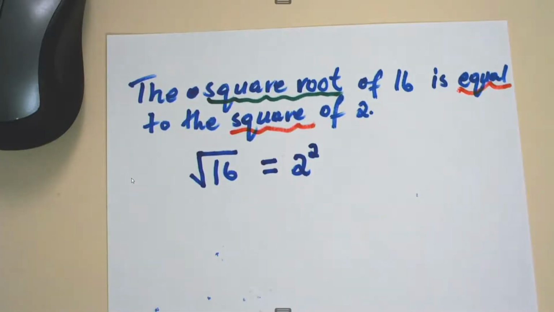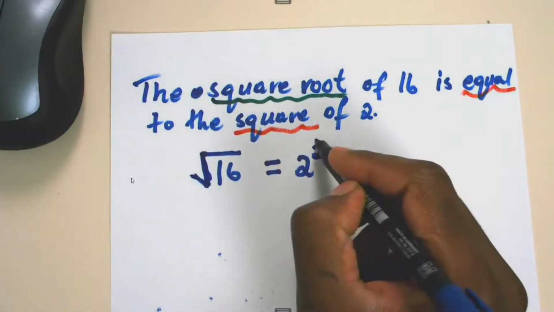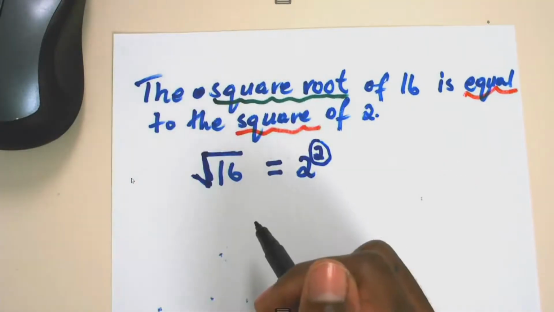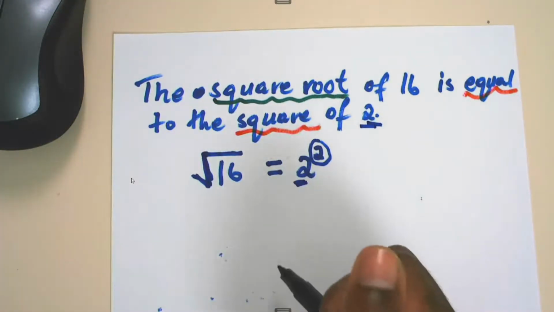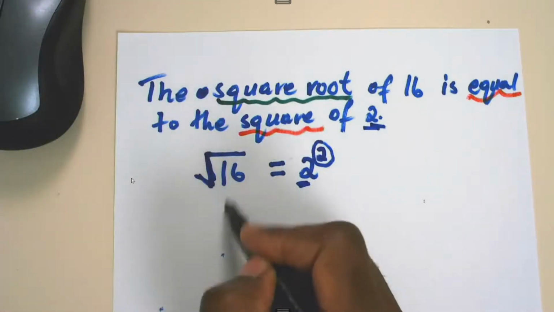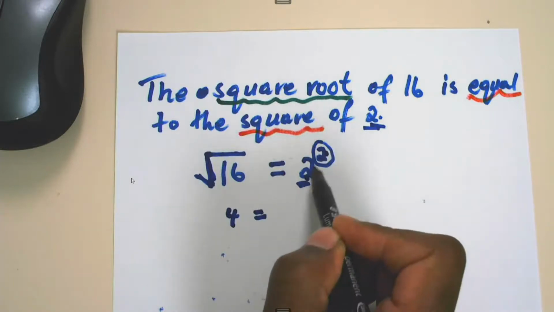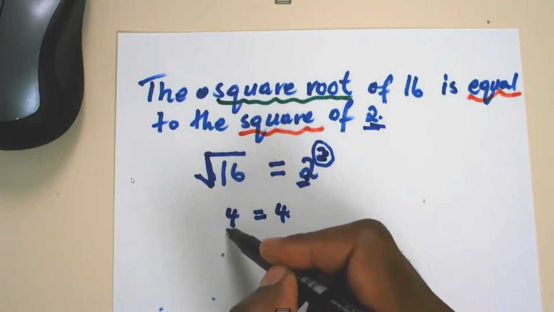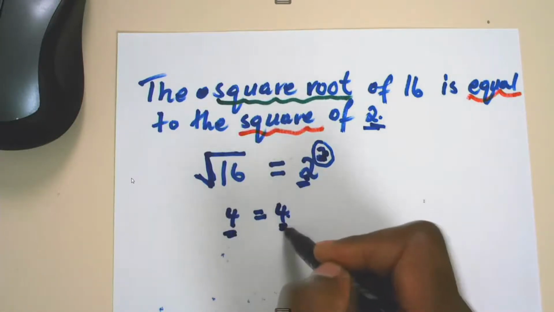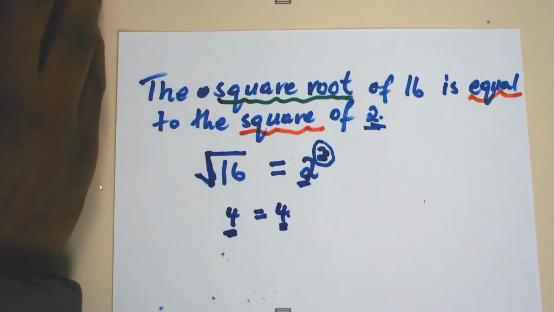So a square root is this one. A square is this one. That's been raised to the power of 2. So they gave us the square of what? Of 2. Which is correct because the square root of 16 equals 4. And 2 squared is 2 multiplied by itself, so equals 4 as well. So my left-hand side is equal to my right-hand side, which means everything is correct. So I've written my number sentence, or my word problem, in a mathematical language correctly.